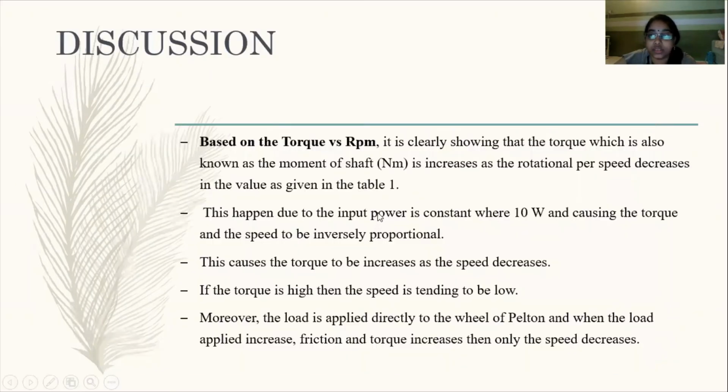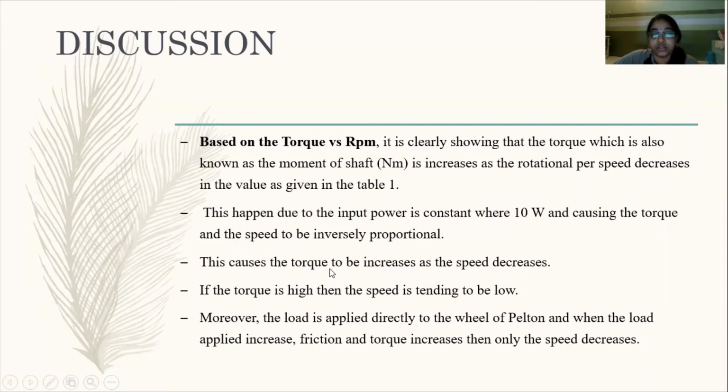So the next one is the discussion. Based on the torque versus RPM, it clearly shows that the torque, which is known as the moment of the shaft, increases as the rotational speed decreases. This happens because we have a constant power input, causing the torque and the speed to be inversely proportional. So when the torque is high, the speed tends to be low.